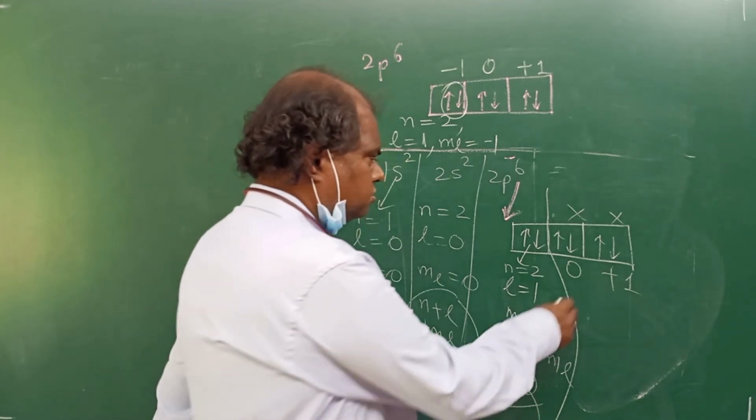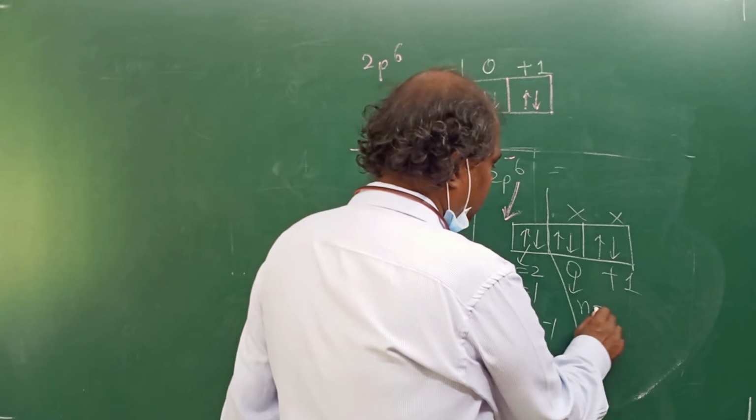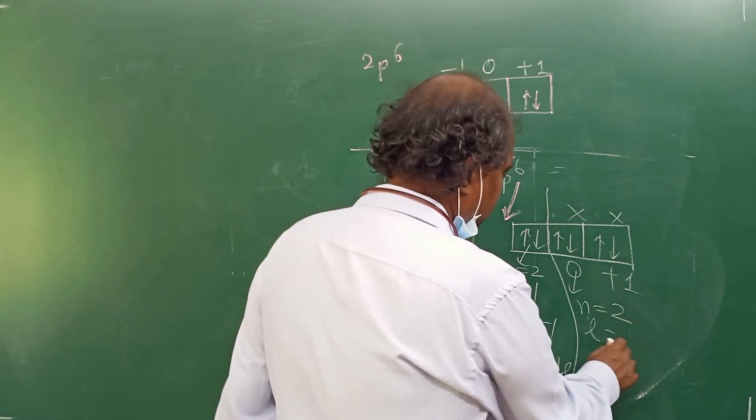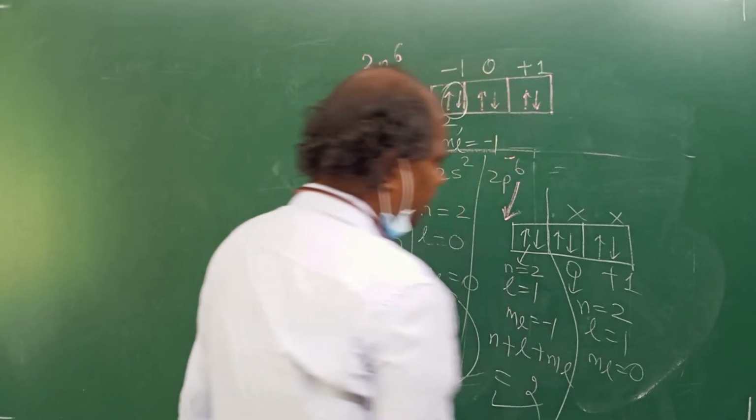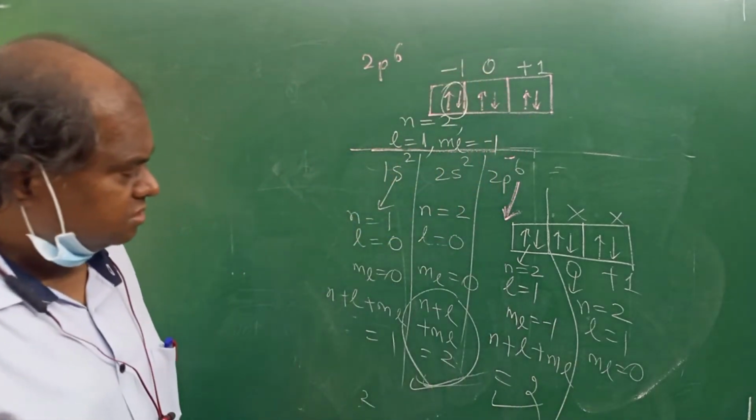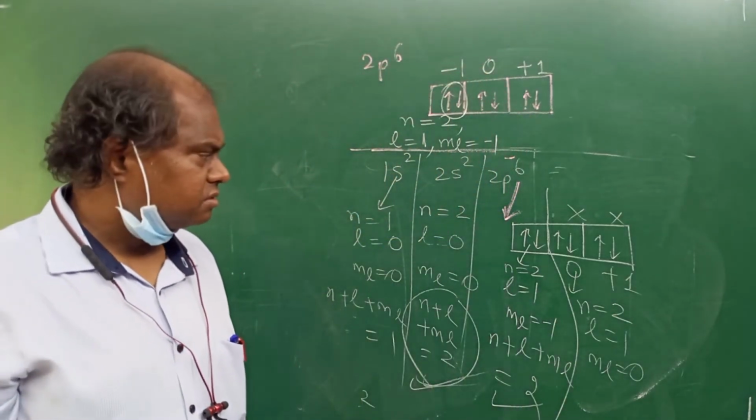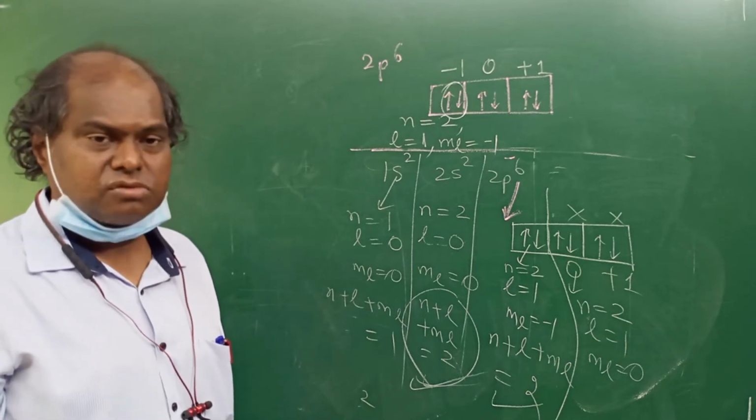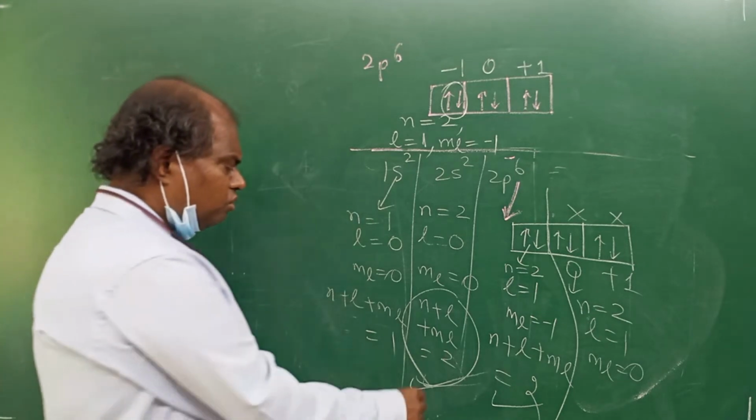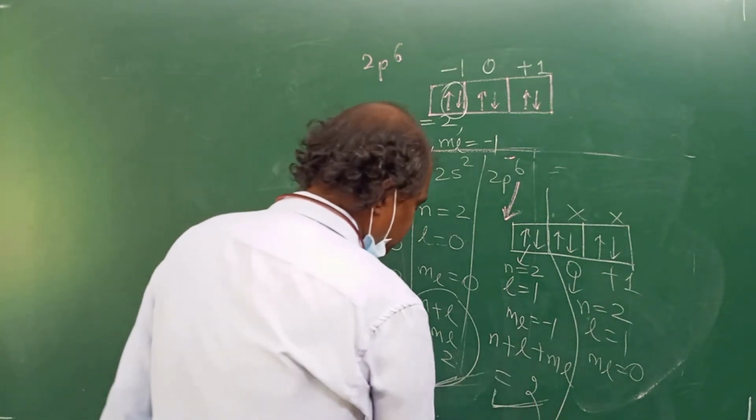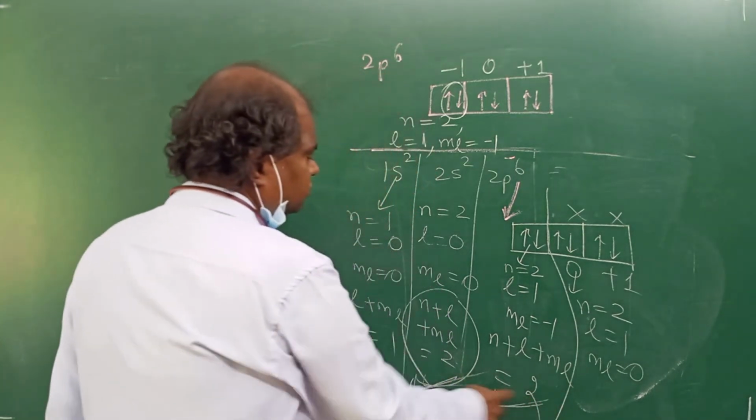Here, what will be the n value? I'll do it for you. N is equal to 2, L is equal to 1, Ml is equal to 0, right? So if you add it up, you will get 3 actually. Okay. Fine. So student, I think you have to count only these 2 electrons. 2 plus 2, 4. So already you have got 4.